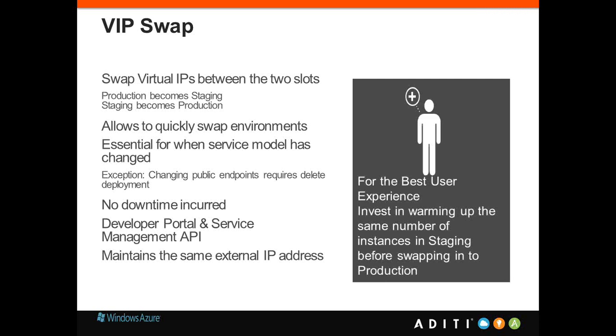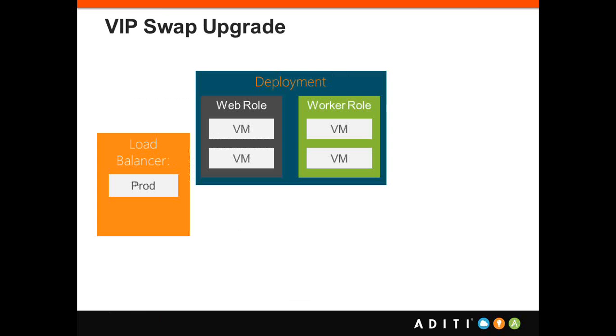One specific tip which we want to provide here is, for the best user experience, invest in warming up the same number of instances in staging before swapping into production. So the idea here is first you deploy on your staging the same number of instances that you are running in the production environment. Start that service running and then swap it, so that you don't have to wait for those instances to come up. That will make your life easier, and it is very quick to swap without any downtime.